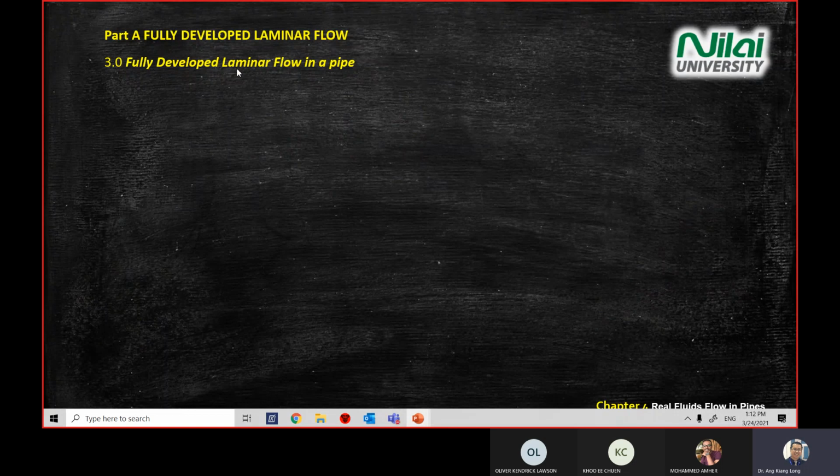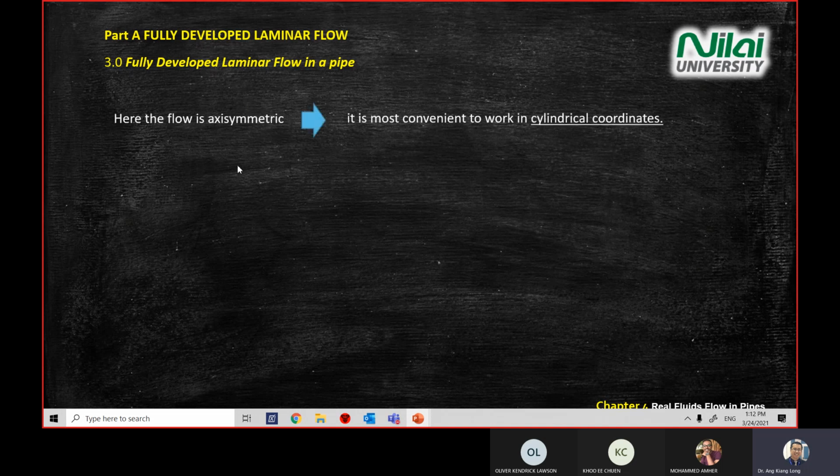Again, laminar flow. The word laminar means that you need to call back the magic number 2300. The Reynolds number must be less than 2300. Then you will get a laminar flow scenario. So in this section, when we mention fully developed laminar flow, the flow is axisymmetric.